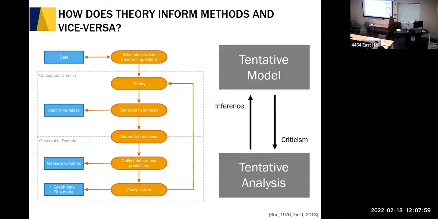We see the same thing in an article I like by George Box. He says you have this tentative model, and the model could be a theory, it could be a conceptual framework, it could be something even drawn out with lines and arrows that you want to test. And you criticize, you want to change some element of that model. You collect data, you do that through an analysis. That analysis leads to an inference, and then maybe we revise our model somehow, right? This is the idealized way that we think science should go, and it's a good way.